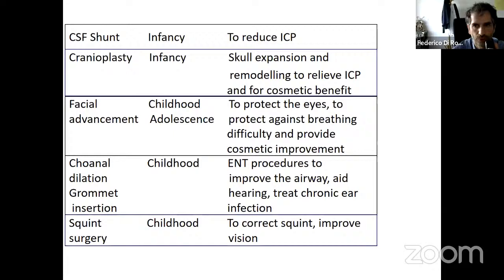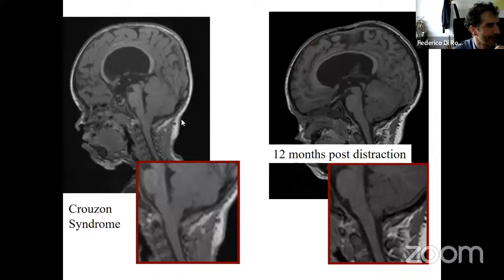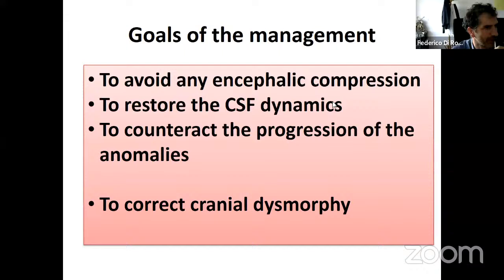So with that, I will close down for the sake of time. And I will leave you with this goal of management. You want to avoid encephalic compression, work to restore the CSF dynamics, counteract the progression of the anomalies, and correct the cranial dysmorphy with a multidisciplinary management.